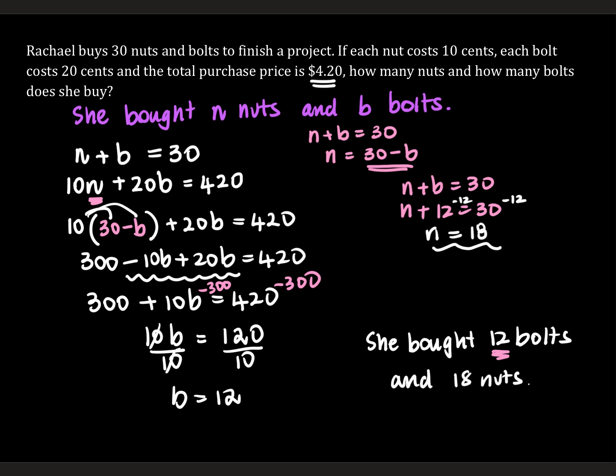Now, if you had solved that through elimination, you may have multiplied all of this equation here by 10 or by 20 and then lined them up and dealt with it in that way.